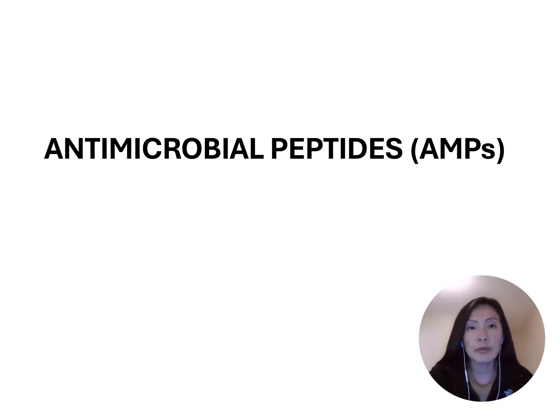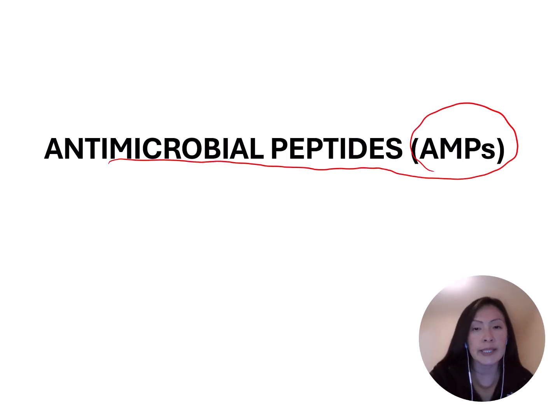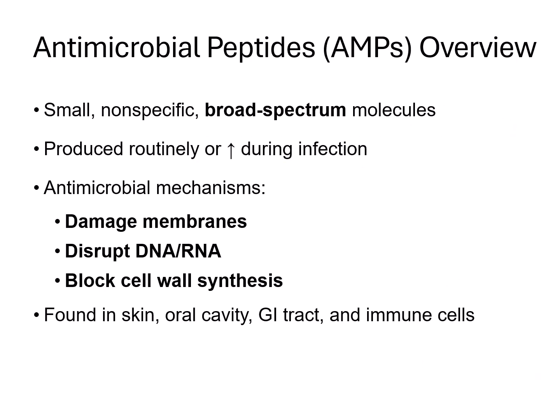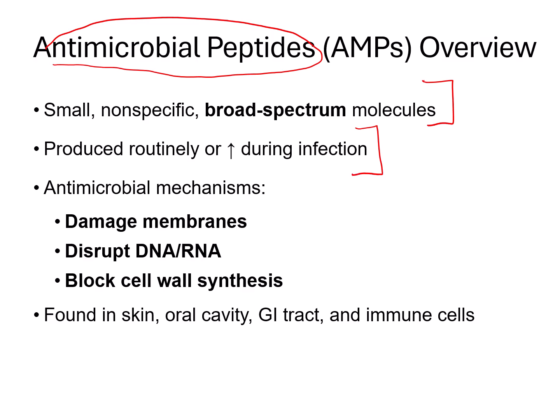All right, next we move on to one of the most important sets of non-specific defenses. These are called antimicrobial peptides, abbreviated AMPs. Antimicrobial peptides are small, broad-spectrum molecules that are produced continually or induced during infection, and they work by damaging microbial membranes, disrupting their DNA or RNA, or blocking their cell wall synthesis. And we'll find them on the skin, in the oral cavity, in the GI tract, and within various immune cells.